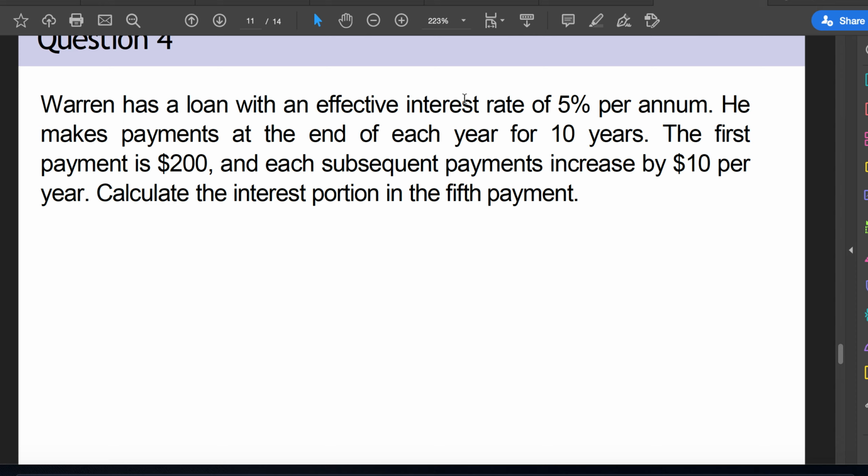So we have this person who is paying off a loan for 10 years, and he's paying at an increasing annuity. It starts off at 200 and increases by 10 per year. And we need to find the interest portion in the fifth payment.